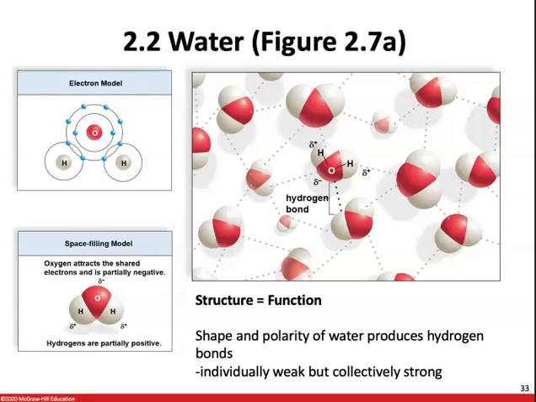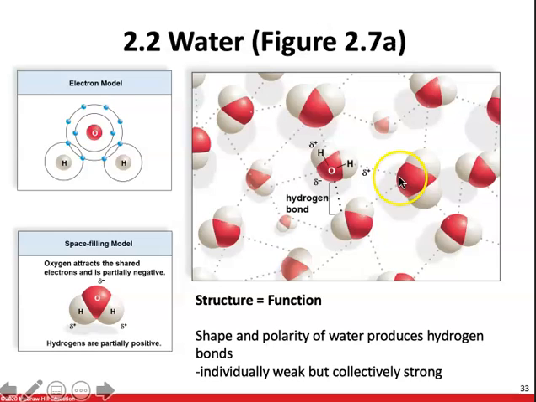So from the electron model of water, we can see the shape of a water molecule. And a key mantra to remember in biology is that structure equals function. This is true at nearly every organizational level. The particular shape and polarity of the water molecule leads to the formation of hydrogen bonds. What you'll see here is that these hydrogen bonds are caused by the attraction of the partial positive charge of the hydrogens to the partial negative charge of the oxygen of the surrounding water molecules.